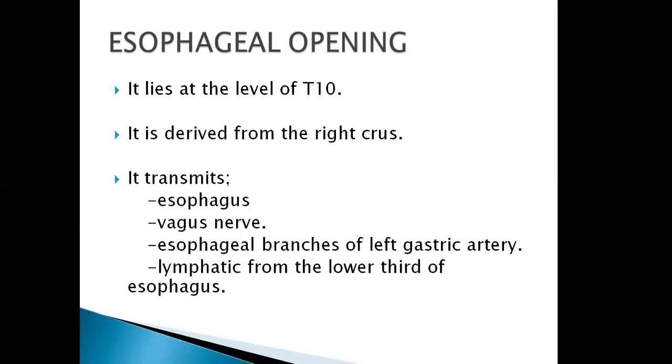Again, I'm going to repeat, the esophageal opening lies at the level of the 10th thoracic vertebra and transmits the esophagus, vagus nerve, esophageal branches of the left gastric artery, and the lymphatics from the lower third of the esophagus.